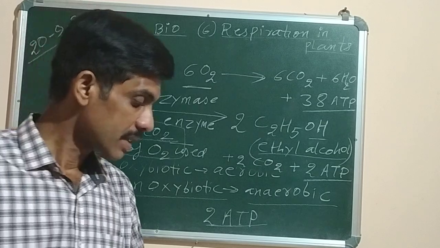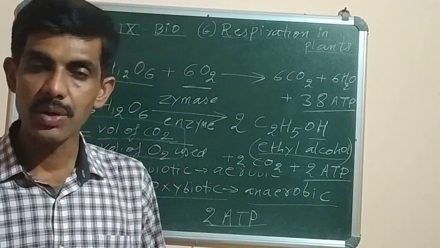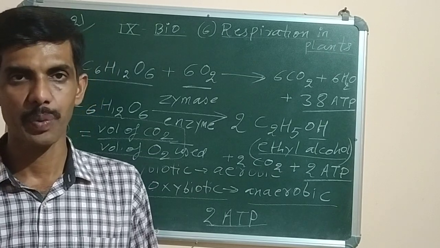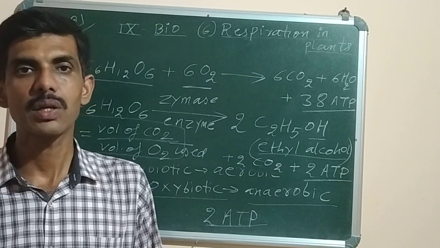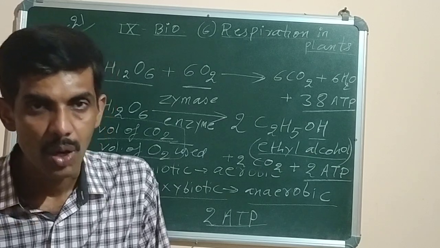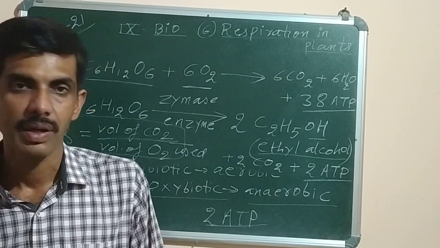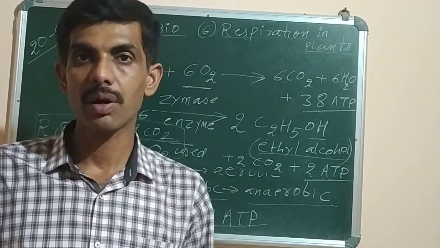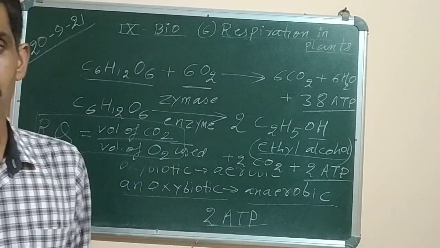Now next, germinating seeds. During the early stages of their germination, they respire anaerobically. Why? Because their seed coat is very hard and does not allow the diffusion of oxygen gas which is needed for the process of respiration. Now next we have fermentation.